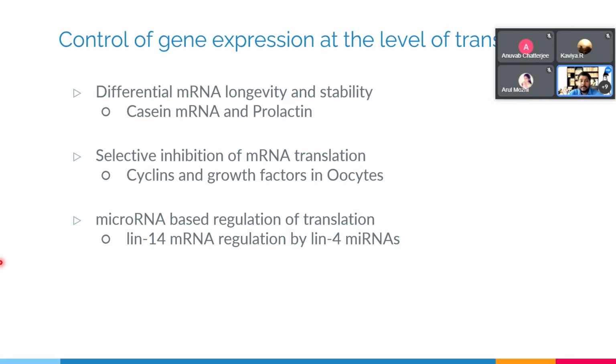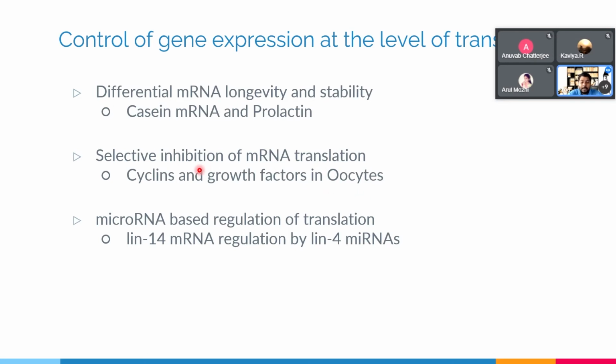So control of gene expression can occur through these 3 ways. The first is differential mRNA longevity and stability. We have already seen an example of this in the casein mRNA and prolactin that we just discussed. So this is one of the ways. Another way is selective inhibition of mRNA translation, which occurs in cyclins and growth factors in oocytes.